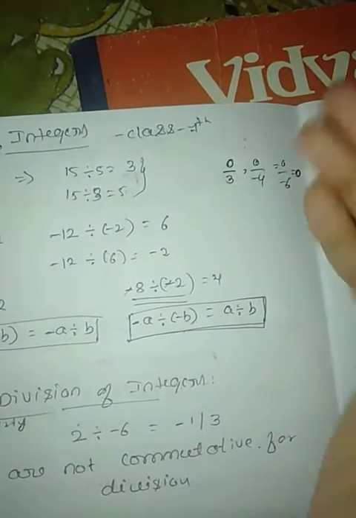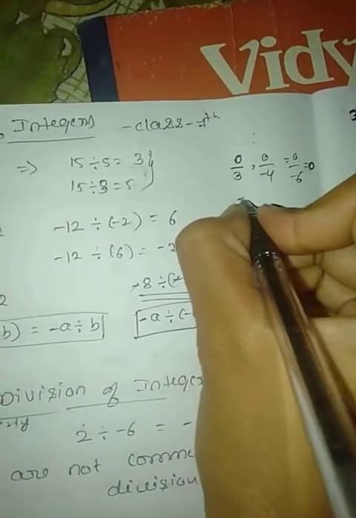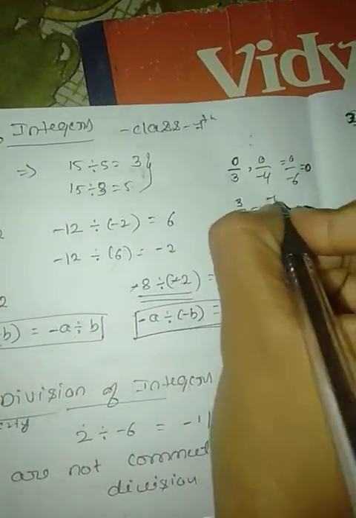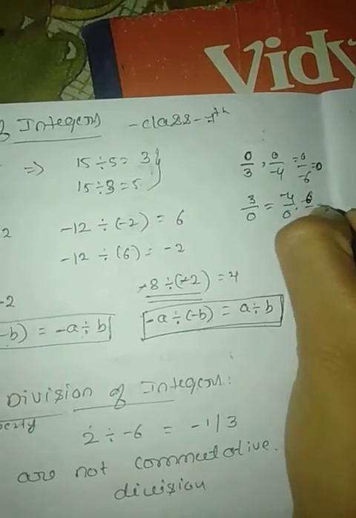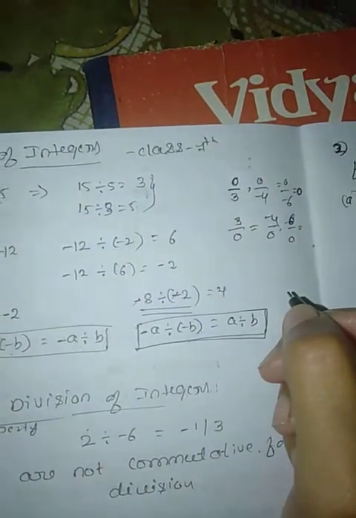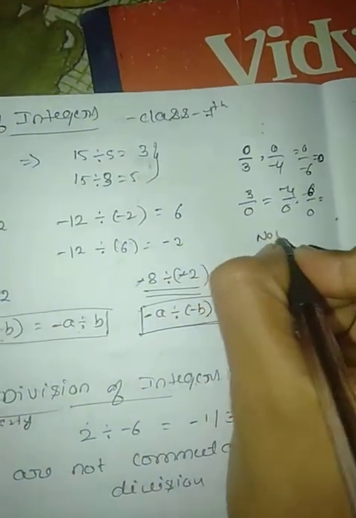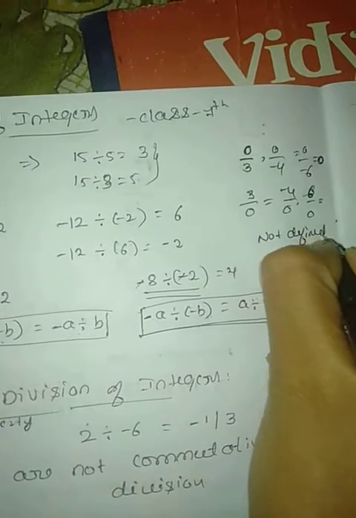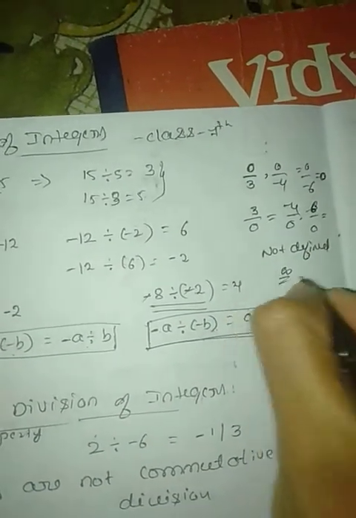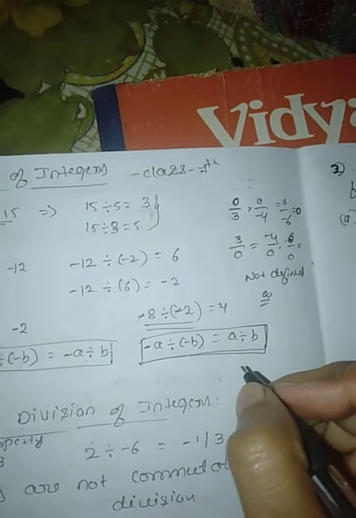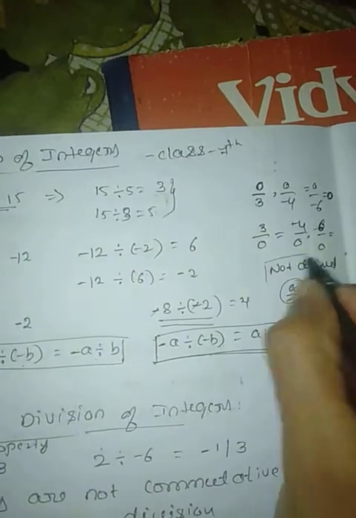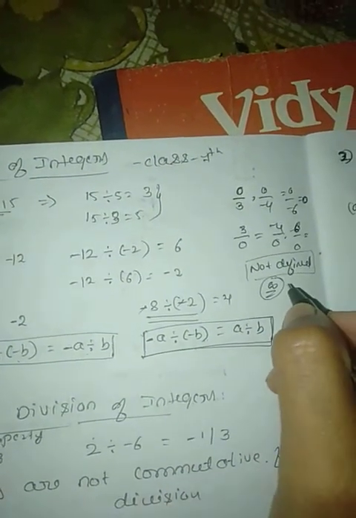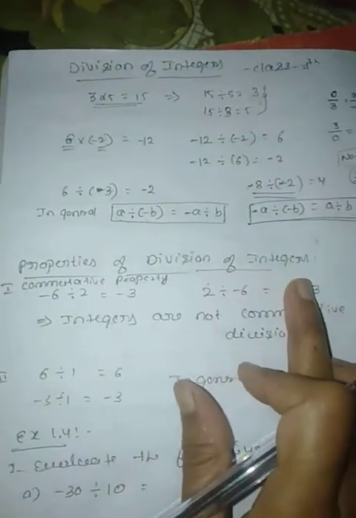If we do the reverse process, that is 3 by 0, or minus 4 by 0, minus 6 by 0, what will be the answer? The answer is not defined. Remember that it is not defined. Another name is infinity. Remember that infinity. If any number is divided by 0, we get infinity or not defined. Remember that. Okay. So now we move on to the properties of division of integers.